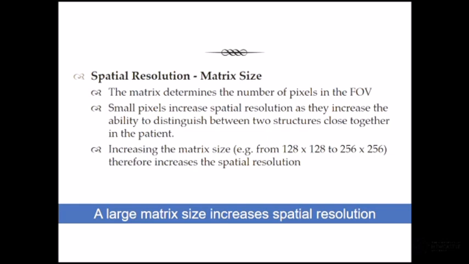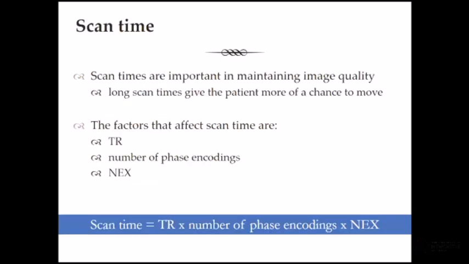Spatial resolution and matrix size. The matrix determines the number of pixels in the scan field of view. So small pixels increase spatial resolution as they increase the ability to distinguish between two structures close to one another. Increasing the matrix size, so you can see here the example where they've spoken about 128 by 128 to 256 by 256, increases the spatial resolution, so our pixels become smaller. But again, when our pixels become smaller, we also have an impact on contrast and signal to noise ratio. So again, that's the trade-off.